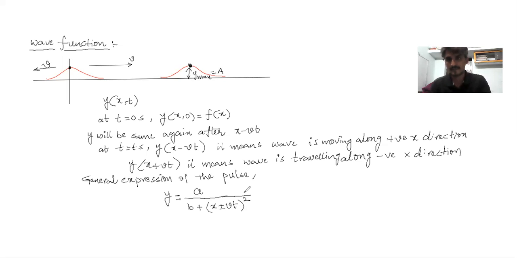Now I'm writing the general expression of the pulse. Then if we find out the x values and their corresponding y values at a certain time, and plot a graph, then we will automatically get this shape, the shape of a pulse here. So this is the general expression of the pulse. Now I will tell you how we get a pulse with this equation. Let us take one example and I will explain.